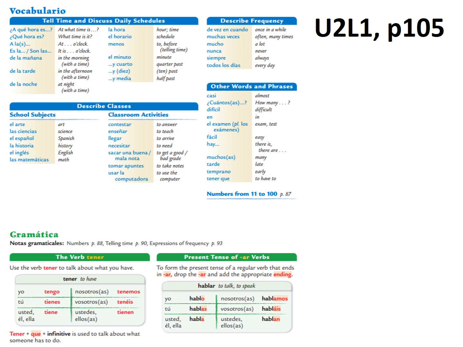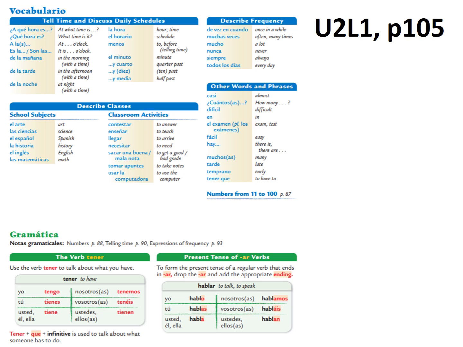Son las 2 menos cuarto, for example, would be it is 1:45, or it is 2 minus a quarter. El minuto is minute. Y cuarto, quarter past. Y diez, 10 past. Y media, half past.